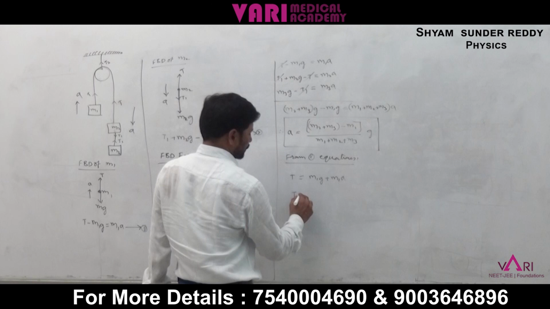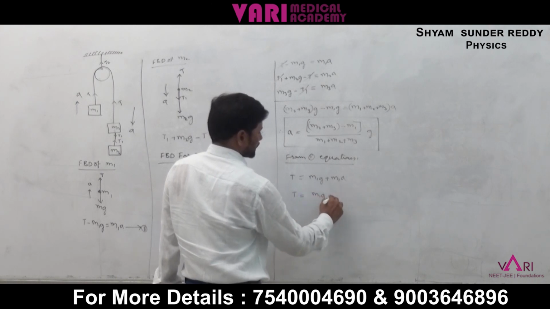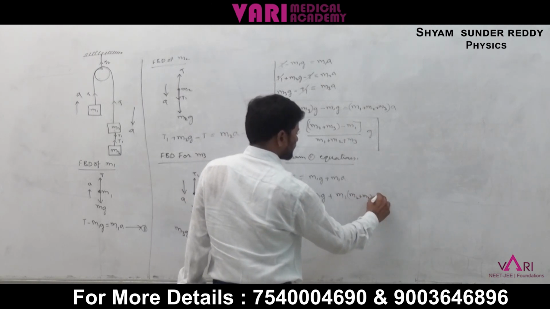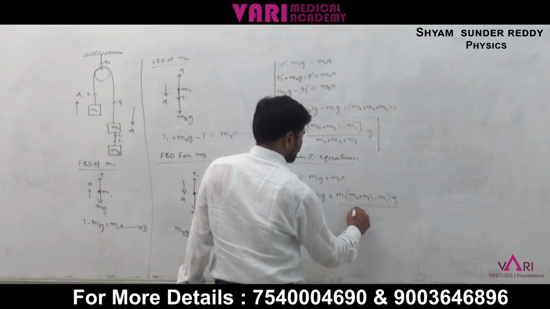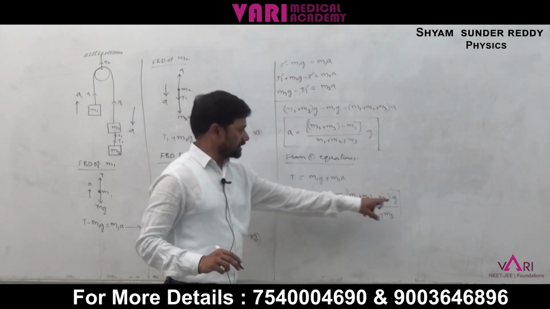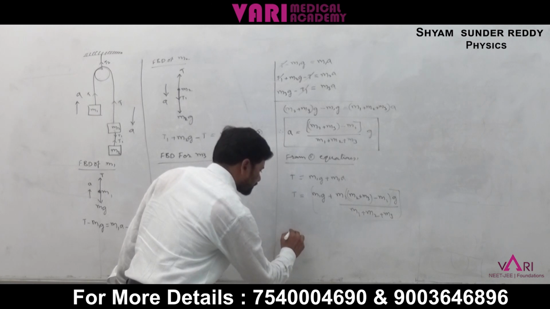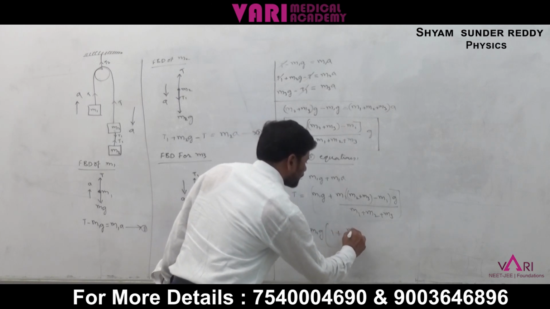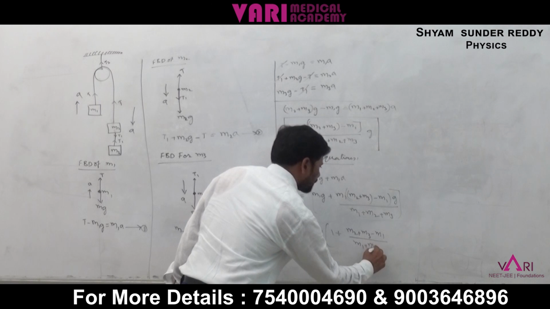Here it is. T is equal to m1g plus m1 into (m2 plus m3 minus m1) into g by (m1 plus m2 plus m3). m1g we can take as common, so T is equal to m1g into 1 plus (m2 plus m3 minus m1) by (m1 plus m2 plus m3).